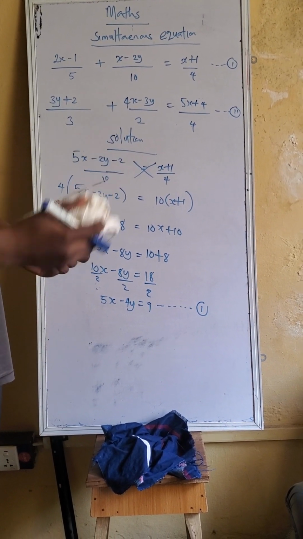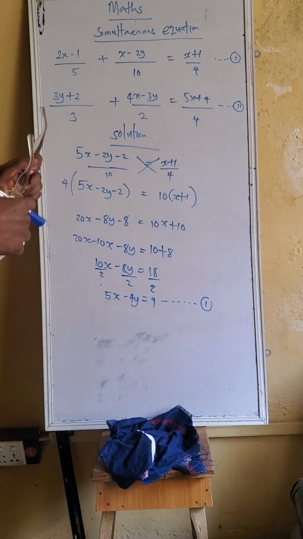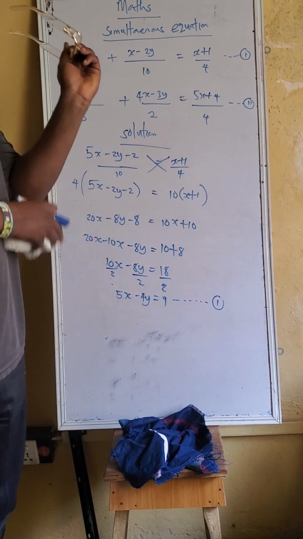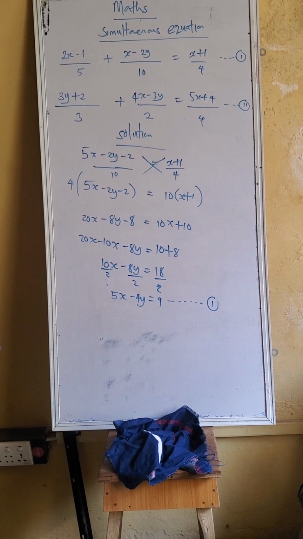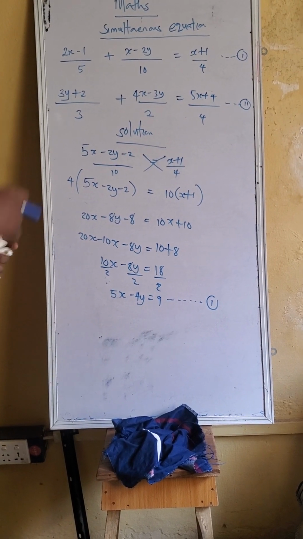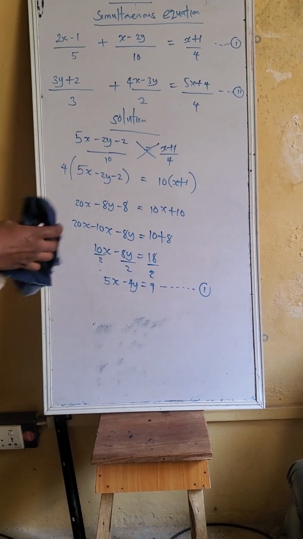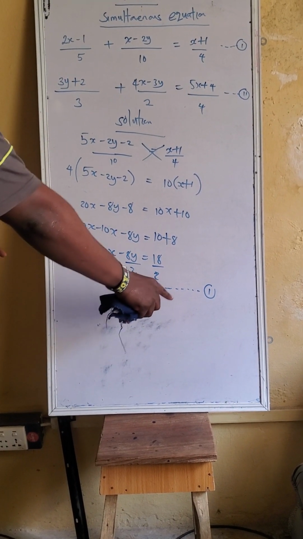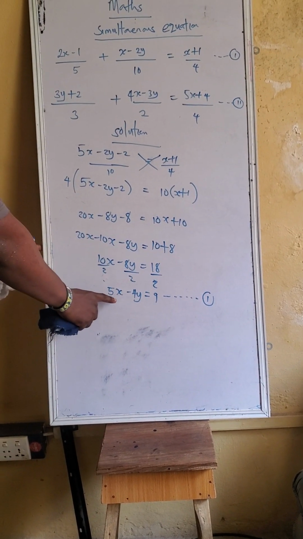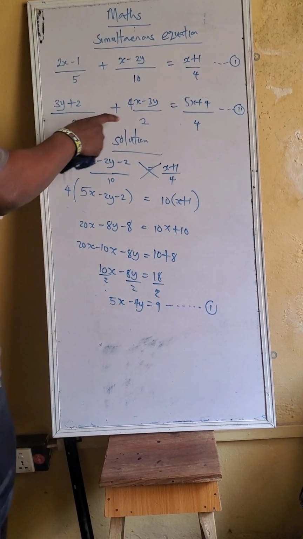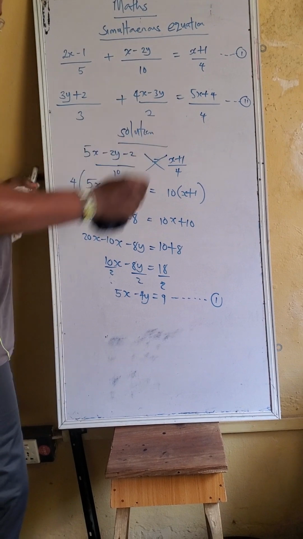I hope we are not lost. If you are lost, just go back a bit on the video and try to go through it so you can understand where we are coming from. Now, this is our equation 1. We keep it somewhere. We remember 5x minus 4y equals 9 is our equation 1. Then we pick the second equation.